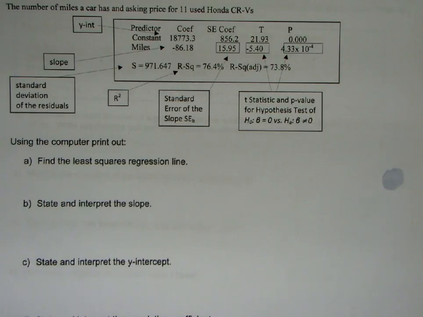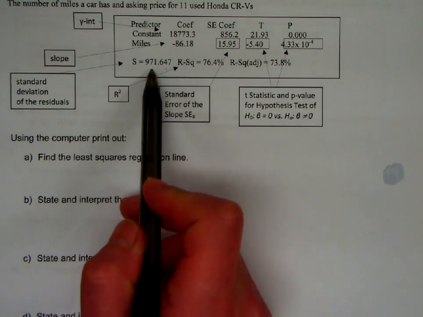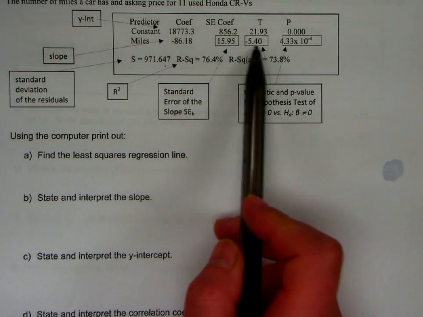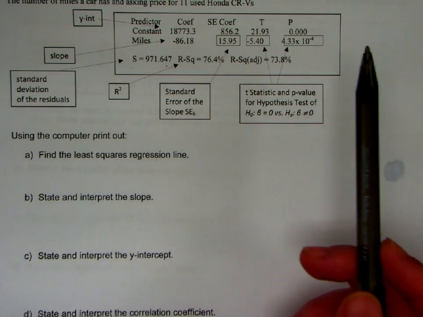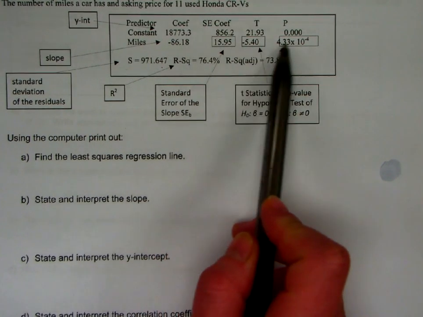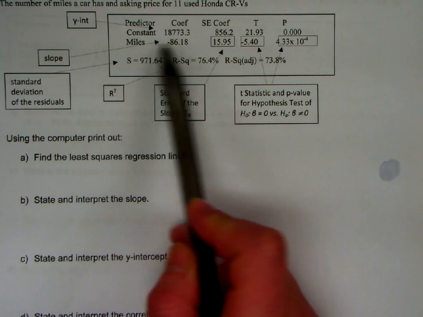So this first page that you guys have in front of you is explaining the different parts of the computer printout, most of which you guys have seen: where the y-intercept is located, where the slope is, the standard deviation of the residuals. And that is important, that S is not the standard deviation of the slope, it's of the residuals. There's your R squared, and then we've got these new numbers that are coming in. Because linear regression is based off of slopes, everything that I'm referring to is about the slope line. The constant is the y-intercept, the number next to the miles, that's the slope.